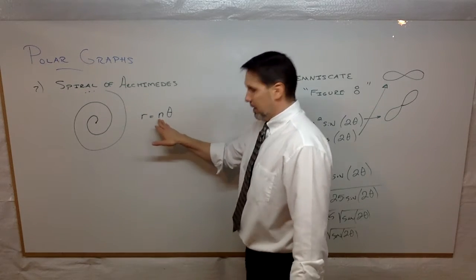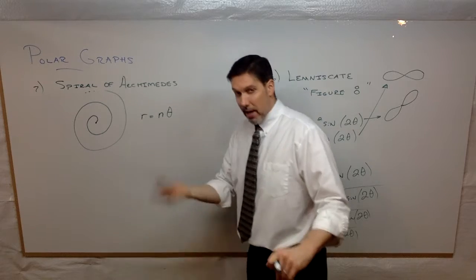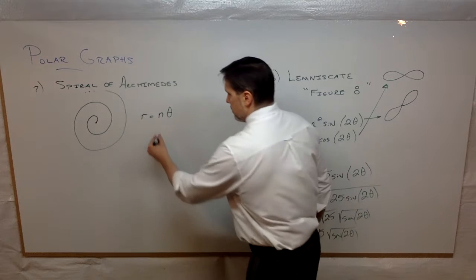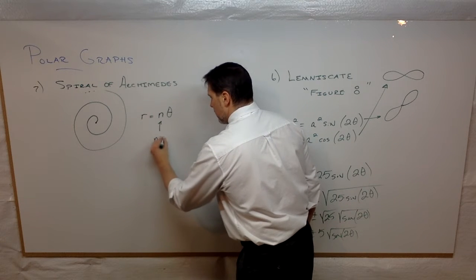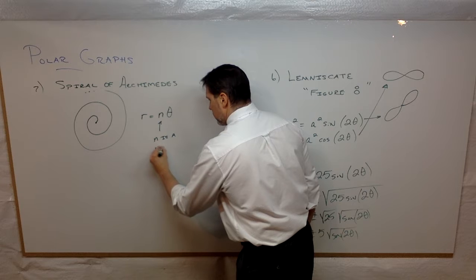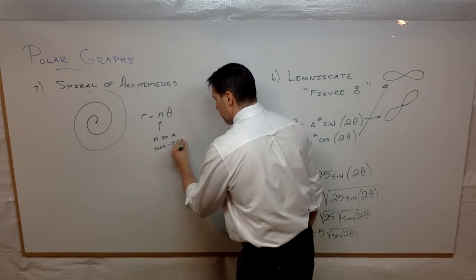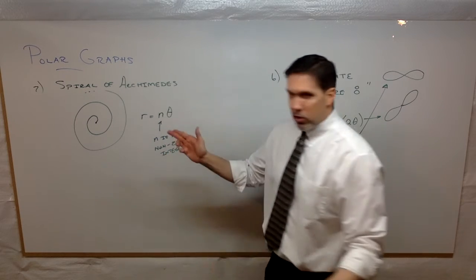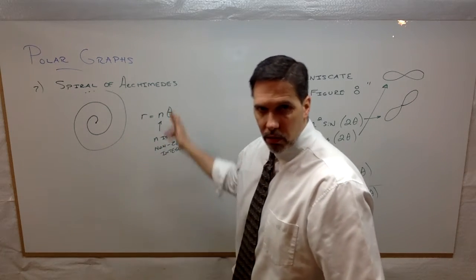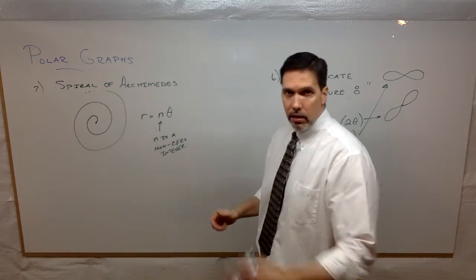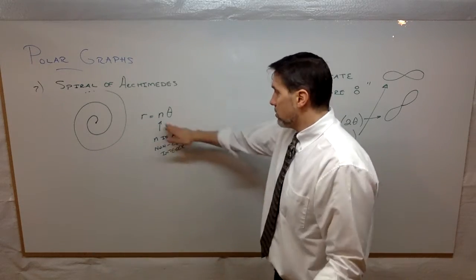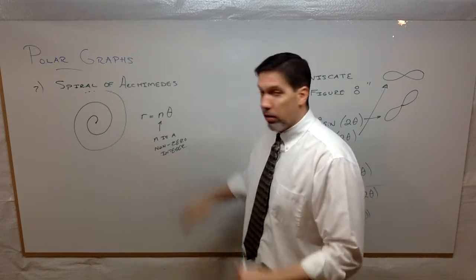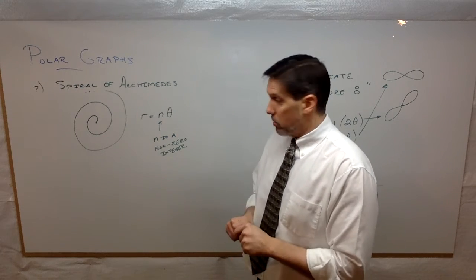Now, again, I can only vouch for when n is some sort of non-zero integer. So n is a non-zero integer. If n is positive, it's going to spiral counterclockwise. If n is negative, it's going to spiral clockwise. You don't want to pick too large of an n value. I'm going to actually stick with n equals 1 just to make things simpler.